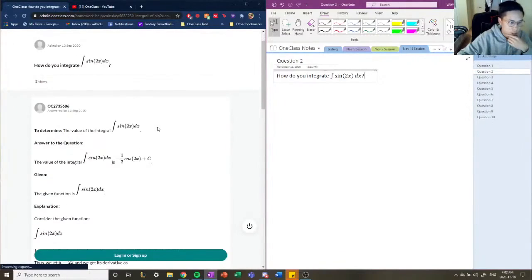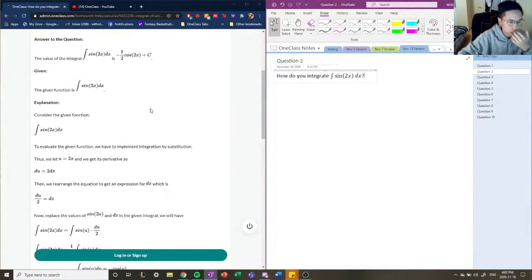All right, moving on to question number 2. So now we're talking about integrals. The question reads, how do you integrate sine 2x dx? Okay. Let's just write this down here. So let's say we have the integral of sine 2x in terms of dx, right?